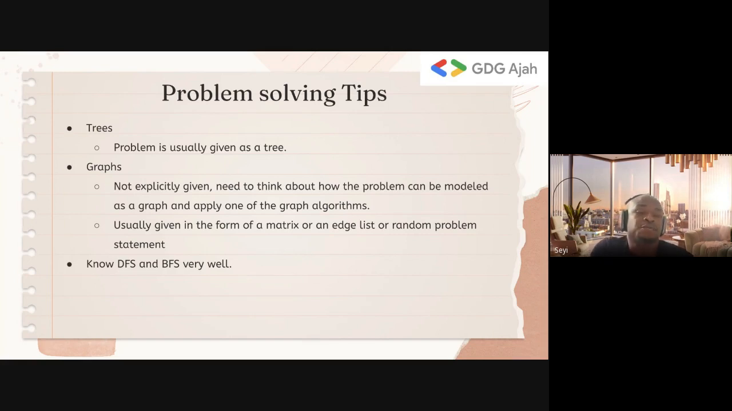Okay, so let's go to the problem solving. The thing with trees is that the problem is usually given as a tree. There's no way you can easily construct a tree like that. We'll talk about constructing trees with recursion, but that's different. For trees, they will tell you this is a tree, find this. This is a tree, find this. They usually give the problem as a tree.